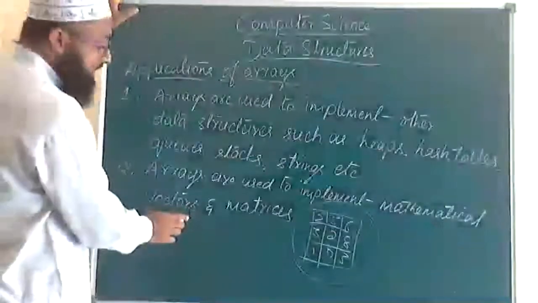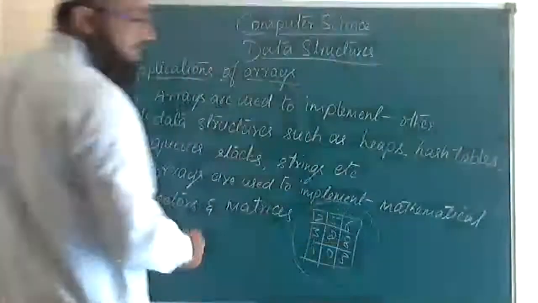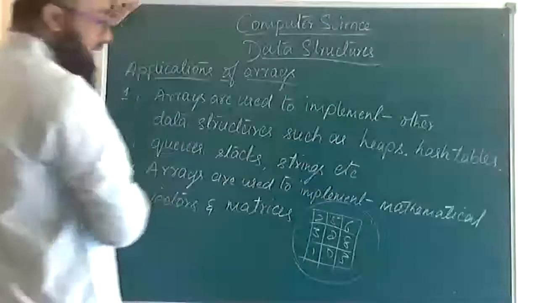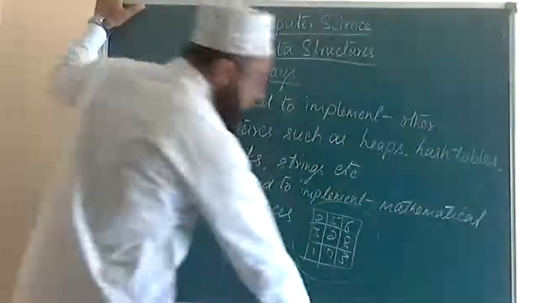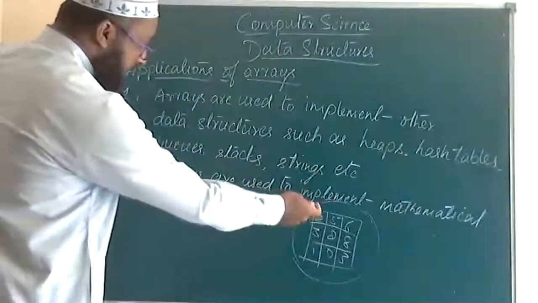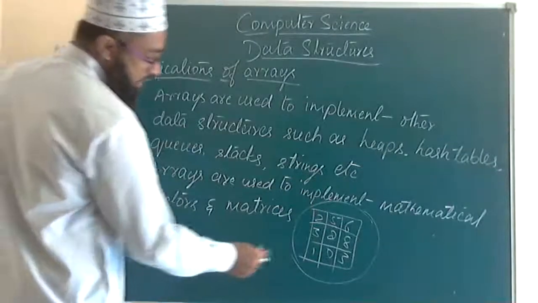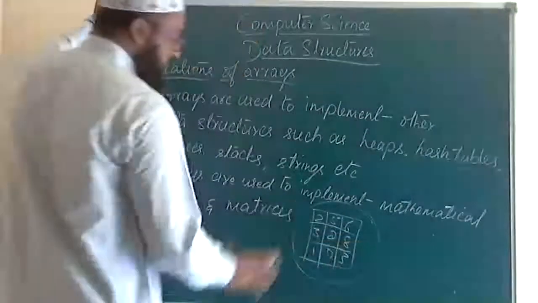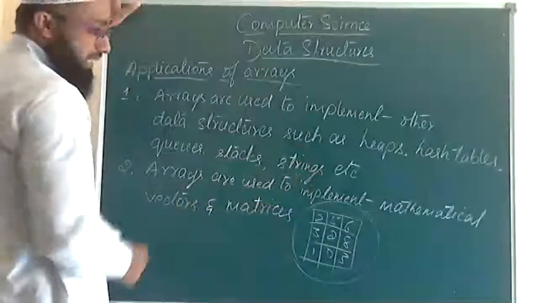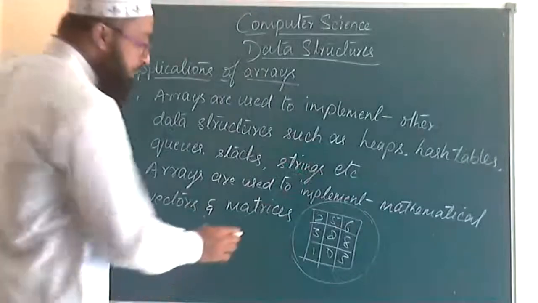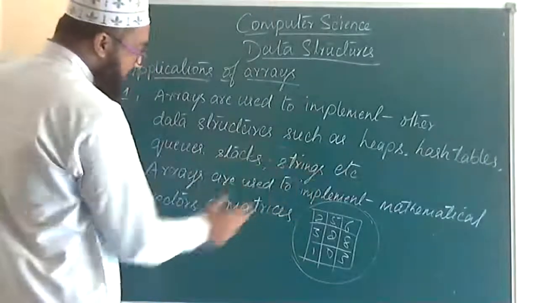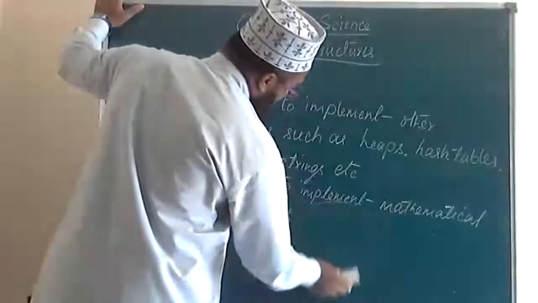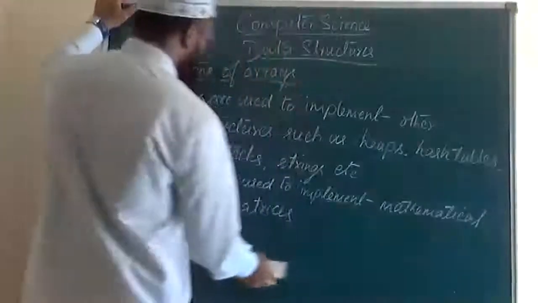In the same way, vectors are also a type of arithmetic. For implementing this type of mathematical things, arrays are used. I have already shown you in the two-dimensional array that this is a single matrix. A group of such matrices, we can call collectively matrices. So for implementing matrices and mathematical vectors, arrays are used.